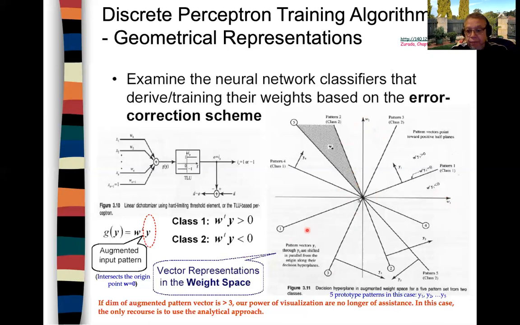And then if we assume that we have 5 prototype patterns, in this case Y1 to Y5. So this is our first pattern, which belongs to class 1. And this is our second pattern, which belongs to class 2. Third pattern belongs to class 2, and so on. So we have the 5 patterns. This is the 5th pattern, which belongs to class 2 as well. And so let's look at the solution space in this case.